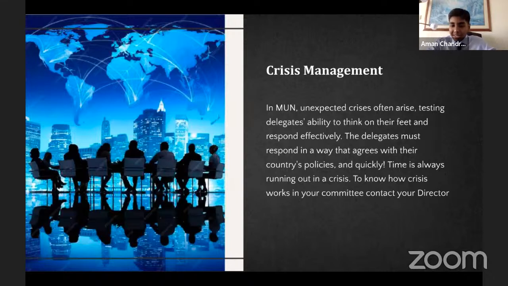So unexpected crises often arise, which tests the delegate's ability to think on their feet. The delegate must respond quickly, in a way that agrees with their country's policies. Time is always running out in a crisis, and to know how crisis works in your committee, you need to ask your directors, or you can ask us later on in the meeting.